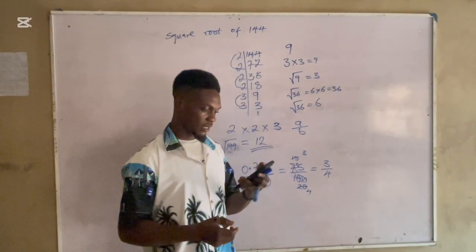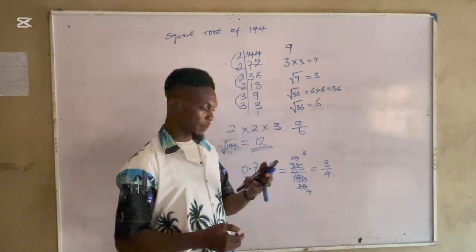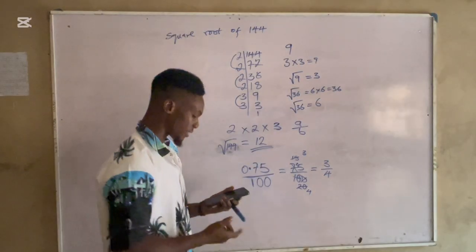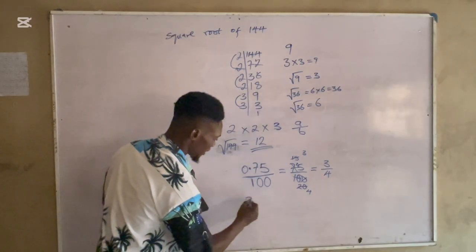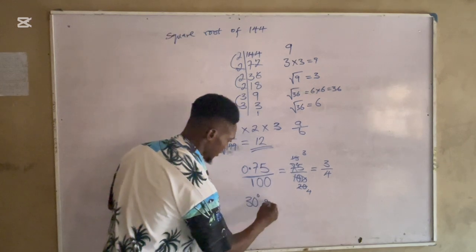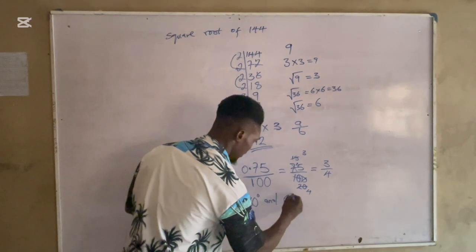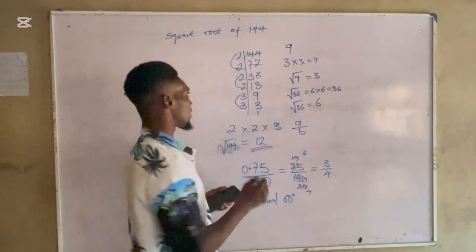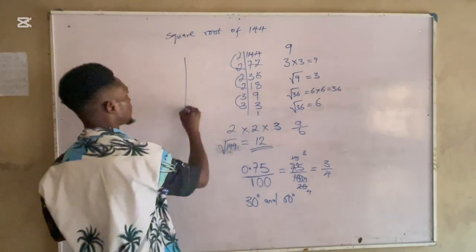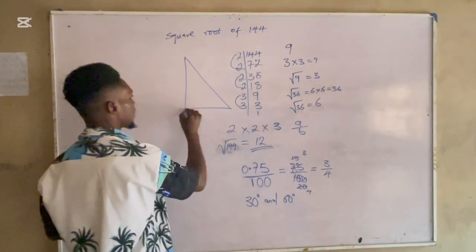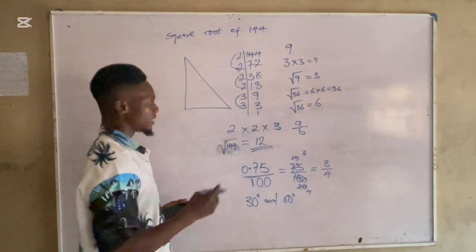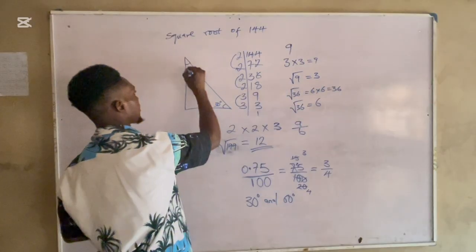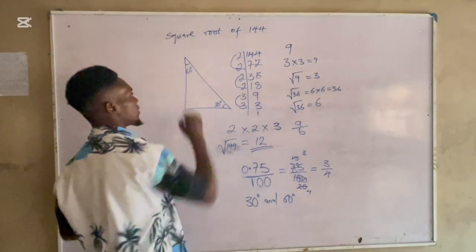The next question: if a triangle has 30 degrees and 60 degrees, the third angle will be what? What will be the third angle? Let me draw a triangle for us. A triangle has 30 degrees, I can call here 30 degrees, and I can call here my 60 degrees.